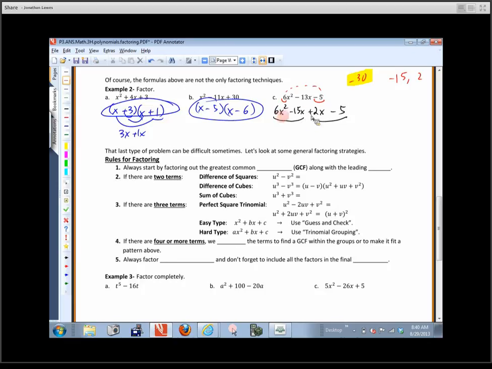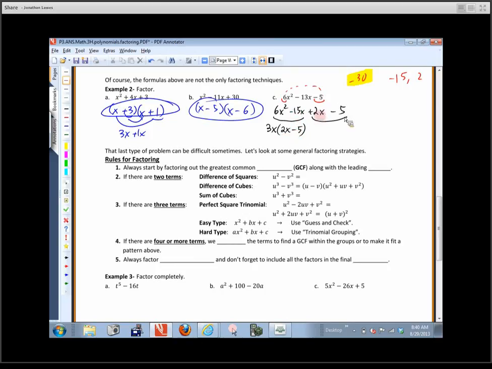So what can I take out of 3x squared minus 15x? Is there a common factor that I can take out of each one of them? Okay, so I can take out a 3 and an x. And if this hasn't been mentioned before, we always want to take out the leading sign. So if it starts with a positive, we're going to take out a positive. That's going to leave me with a 2x and a minus 5.